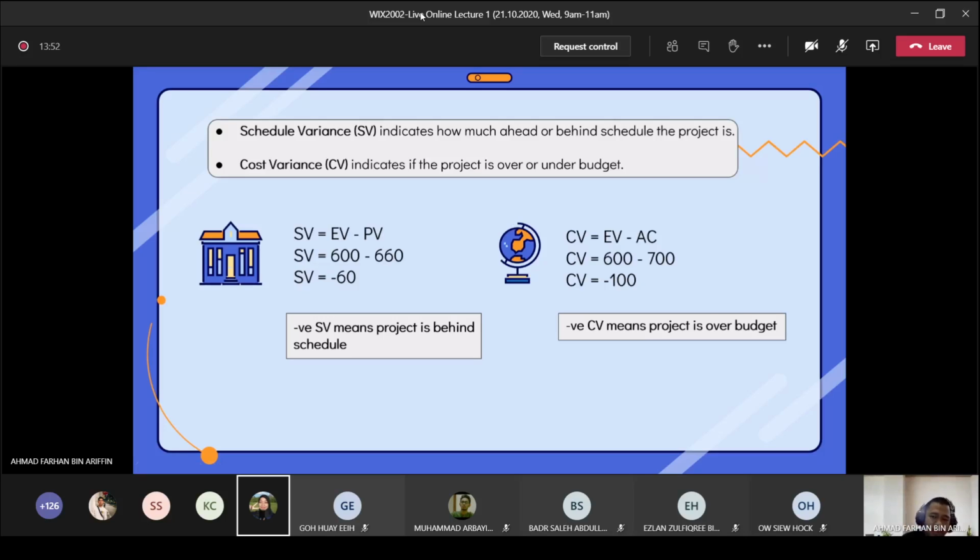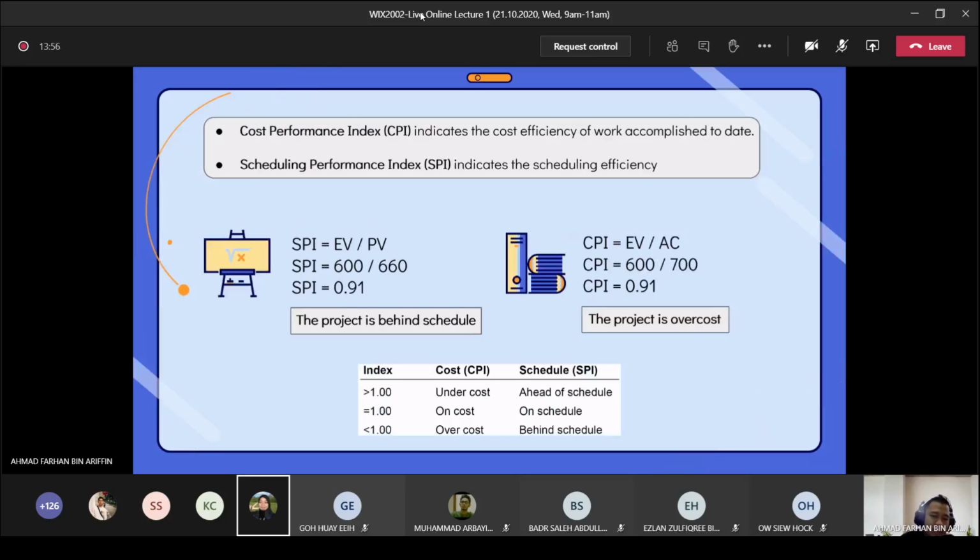Next we calculate SPI and CPI. SPI is EV over PV, and CPI is EV over AC. CPI indicates the cost efficiency of work accomplished to date, and SPI, Schedule Performance Index, indicates the scheduling efficiency. For SPI we got 0.91, so the project is behind schedule because SPI is less than 1. And for CPI, I'm sorry, it's wrong here actually. But when I calculate, it is also less than 1, so the project is over cost.